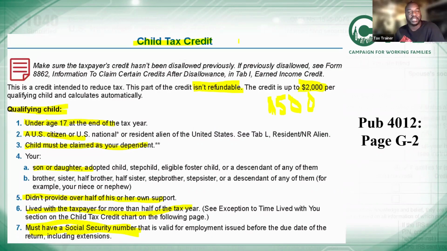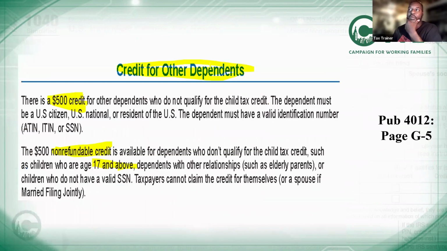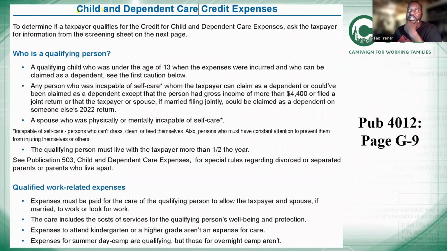So that's basically how credits work. Credits reduce your tax liability. Some credits, like the earned income tax credit and a portion of the child tax credit, are refundable, so you'll get them whether you have tax liability or not. Credit for other dependents is a non-refundable credit, and so is the child and dependent care credit.